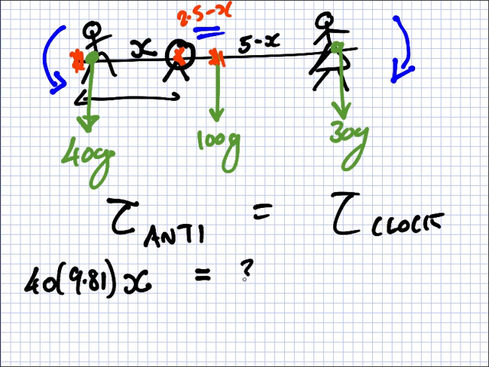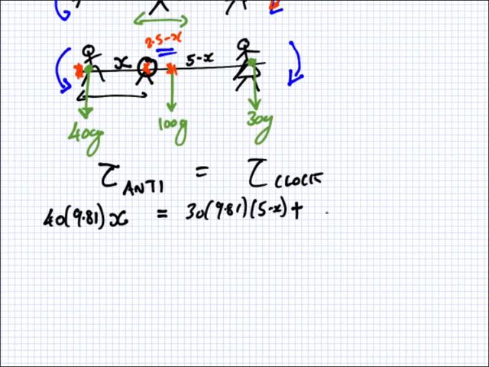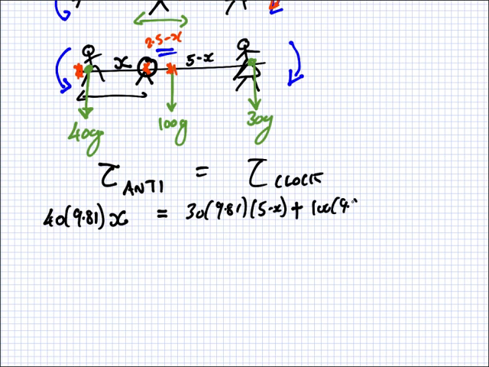30 times 9.81 times 5 minus x. But there is another, plus 100 times 9.81. Oh goodness, so we'll have to calculate this distance, won't we? So that will be 5 minus x plus 2.5 minus x. It's those two distances, yeah?